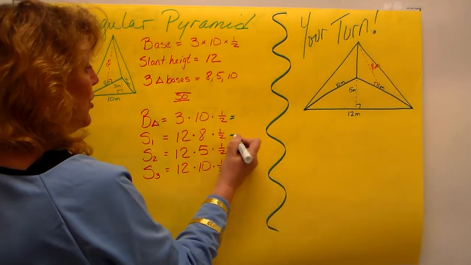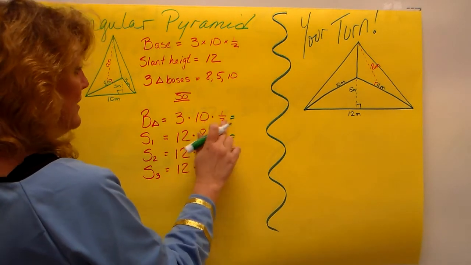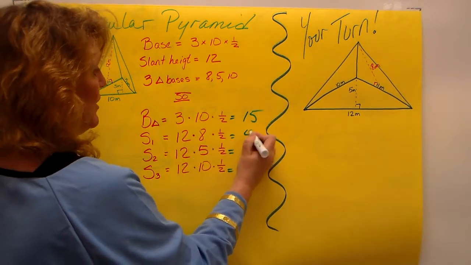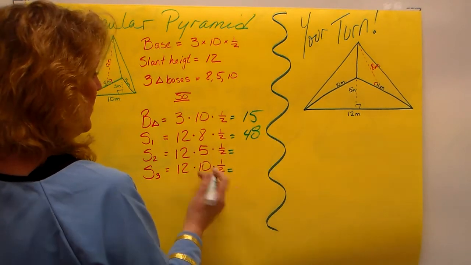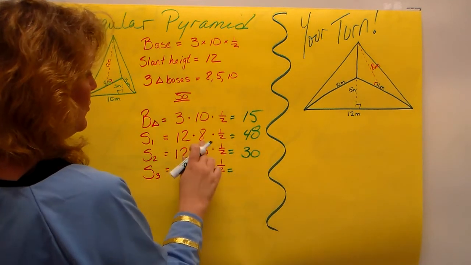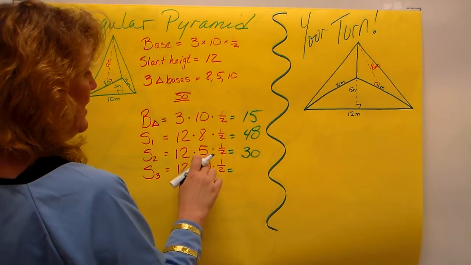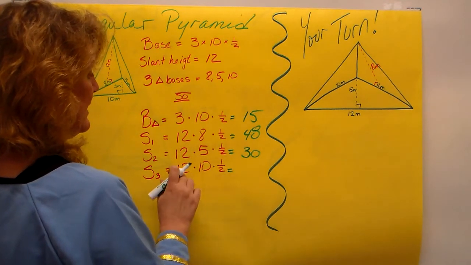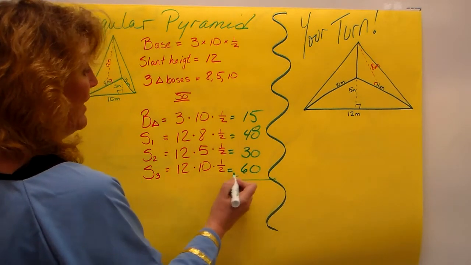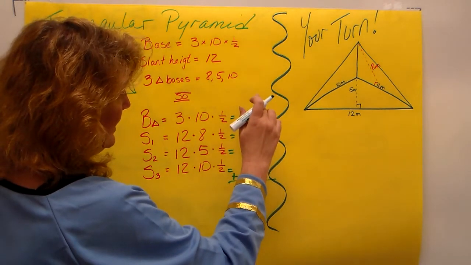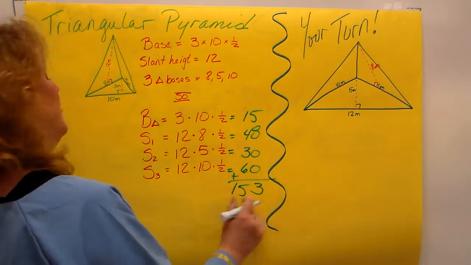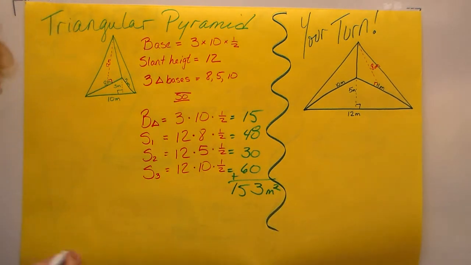So now we got to come up with our totals. 3 times 10 times 1/2 is 15. 12 times 8 times 1/2 is, nope, 48. 12 times 5 times 1/2 is 30. 12 times 8, 6 times 8 is 48, yes. And that's 6 times 5 is 30, and this is 6 times 10 is 60. Fantastic. All right, we're adding all of these together. 8 and 5 is 13. 10 and 5 is 15. So I have 153 meters squared for this.